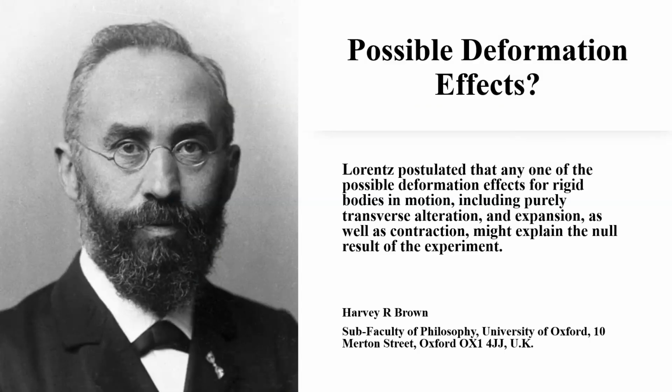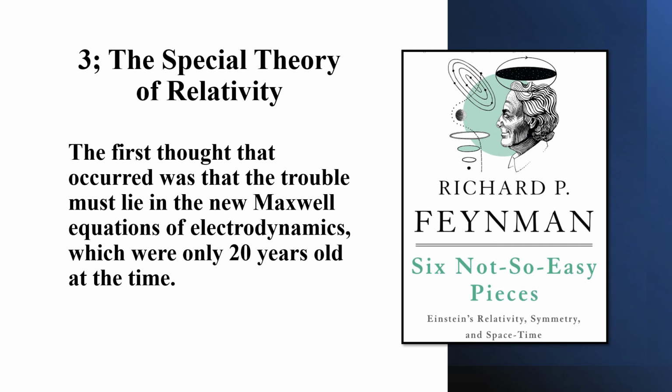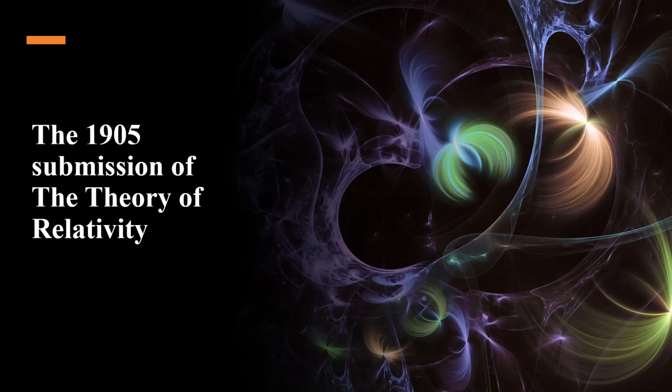The null result led to much speculation and theories, including those of Professor Lorentz, who wondered whether rigid bodies in motion might undergo some sort of transformation, which might explain the null result. He was to pursue this problem in great detail. The results of the professor's studies will be covered later in this series. After the ether null result, it was even speculated that the trouble must lie in the new James Clerk Maxwell equations of electrodynamics, which were only 20 years old at the time.